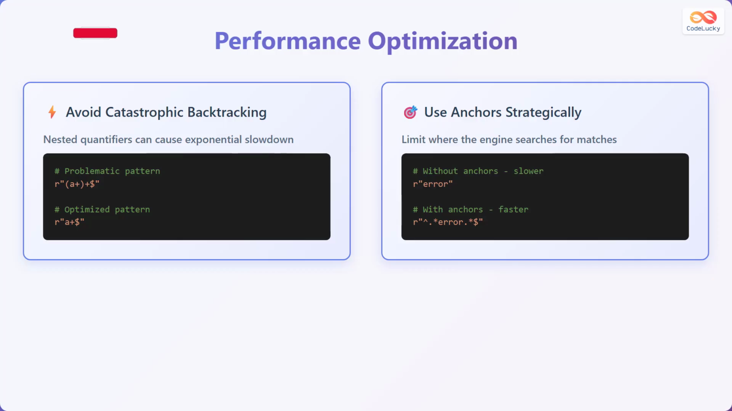Anchors limit where the engine searches for matches. The code example demonstrates this. Without anchors, the pattern, .*error.*, searches the entire text, which is slower. With anchors, the pattern, ^.*error.*$, limits the search to lines containing error, making it faster. The caret matches the beginning of the string. The $ sign matches the end of the string. The period matches any character except new line. The asterisk matches 0 or more occurrences of the preceding character. Thus, the expression matches the entire line containing the word error.